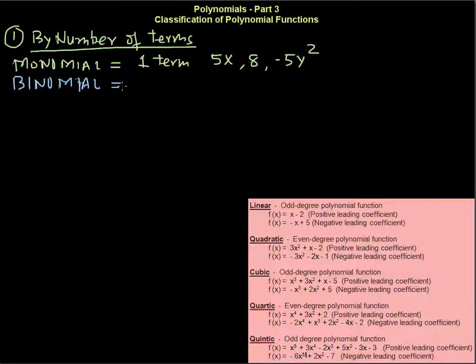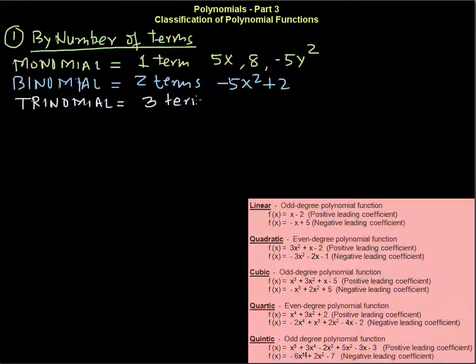Binomial has two terms. So let's write down minus 5x squared plus 2. This is a binomial. Then we come to trinomial. A trinomial has three terms, and we can write an example as, let's say, 6x minus 5x squared plus 2.